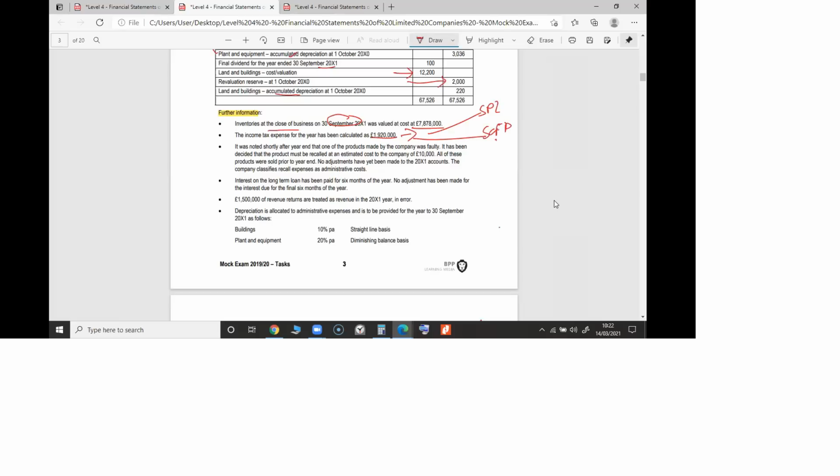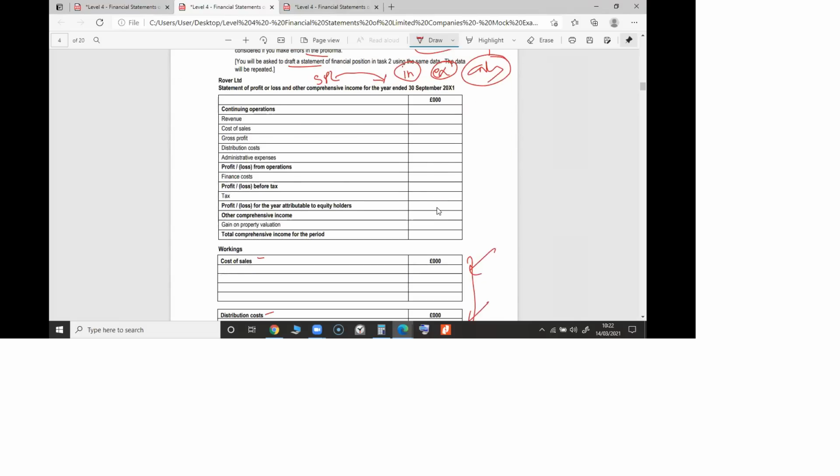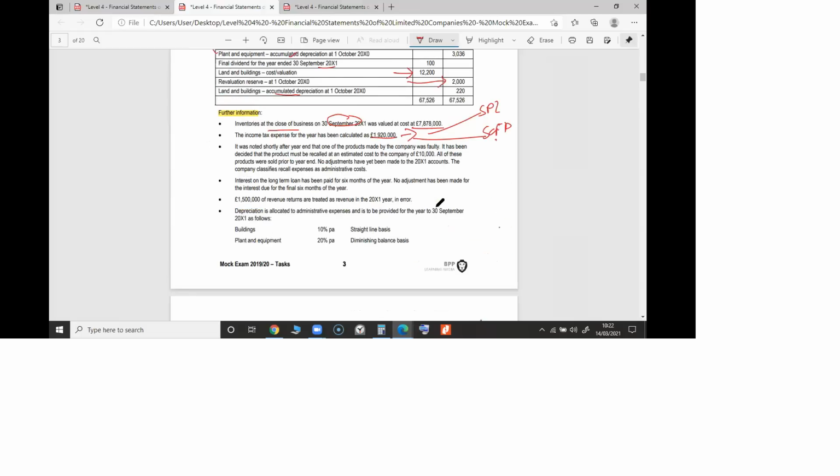Thank you, those of you who are participating. Okay, in the SPL, there's a box here: tax, that is your tax, as an expense. And in the SOFP, it's a current liability. You agree with me? Tax is a current liability, right? Great.